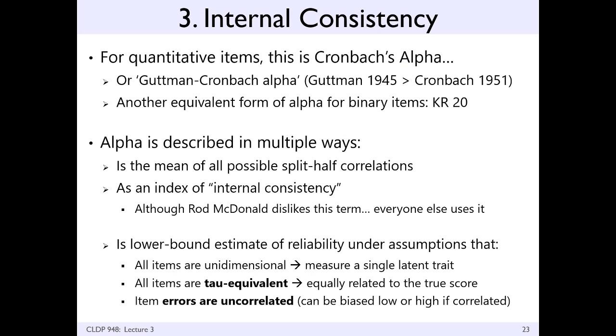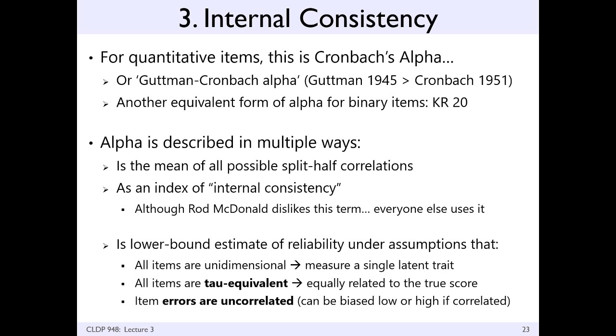Alpha is the mean of all possible split half correlations. It is known as a measure of internal consistency. The version of alpha that shows up for binary items, by the way, is called the KR20. It's the initials of the authors of the paper, and it was equation 20 in their paper. That's where that name came from. But here's what I want you to know. When you report an alpha, it's real easy to do, and I have an example of how to do that.